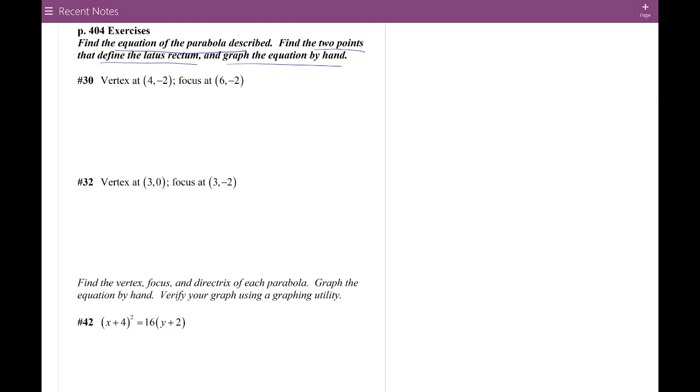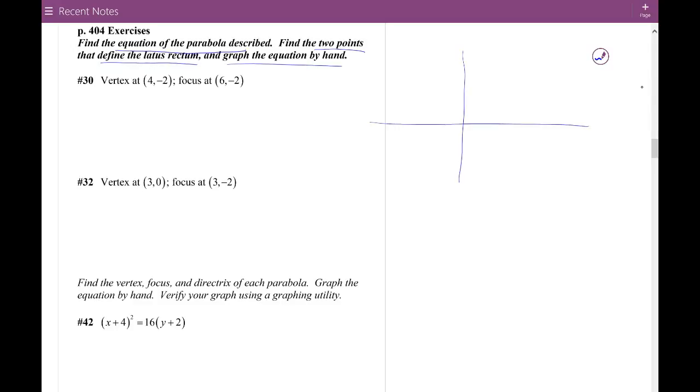This is a continuation of section 6.2, talking about parabolas. And remember, we're talking about them as geometric objects, so they can open right, left, up, or down. So here's a problem from the homework where it says the vertex is at (4, -2).